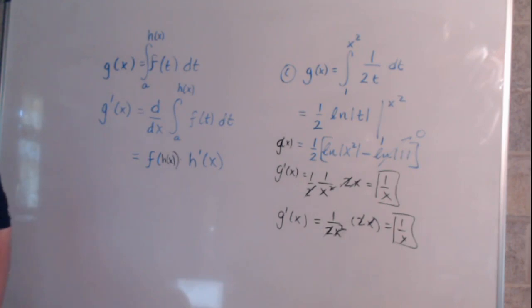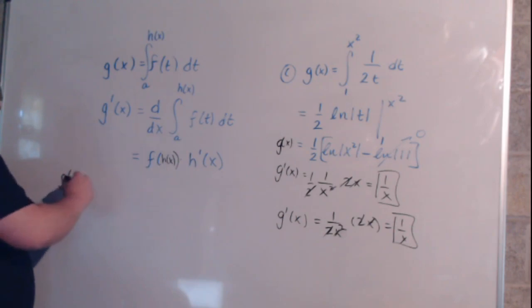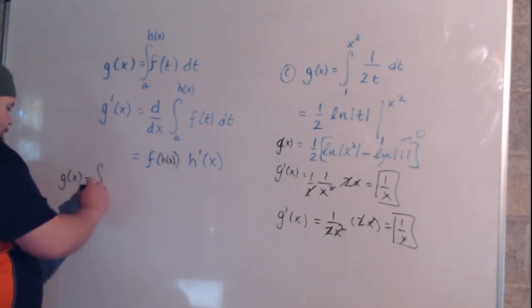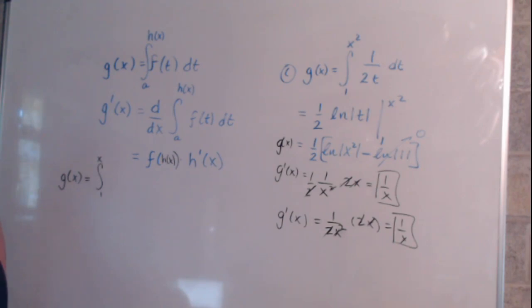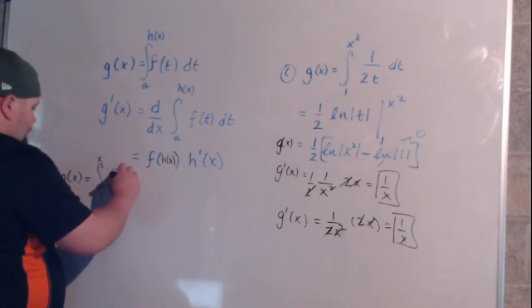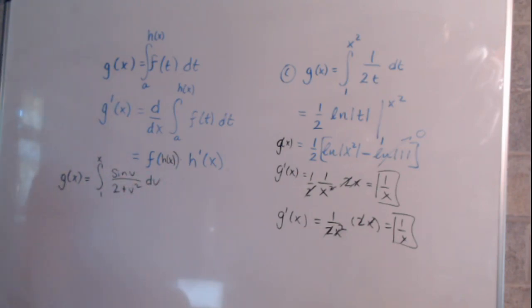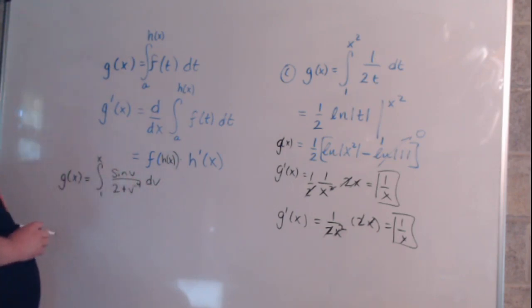So B says, and I'm just going to call it g of x again. Doesn't matter what it's called, just so we don't get confused with all my functions here. The integral from 1 to x of sine v over 2 plus v squared dv, or v to the fourth, sorry. So again, right now we have no tools to be able to solve this.